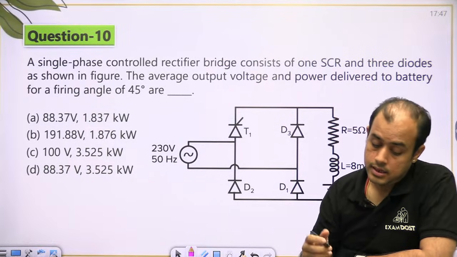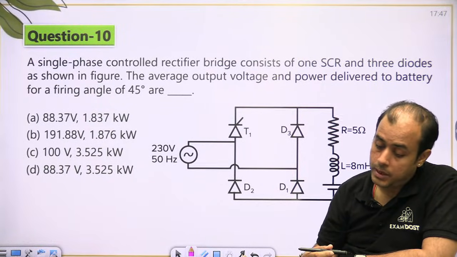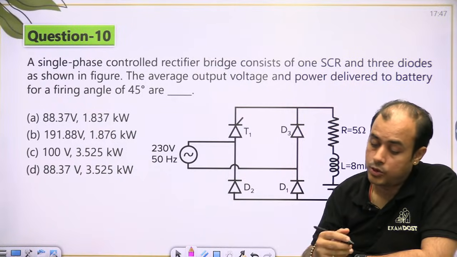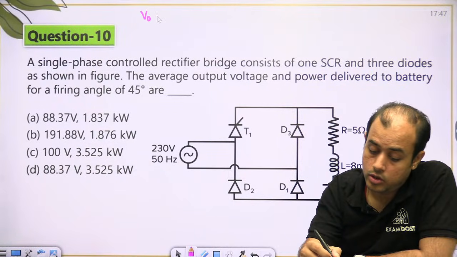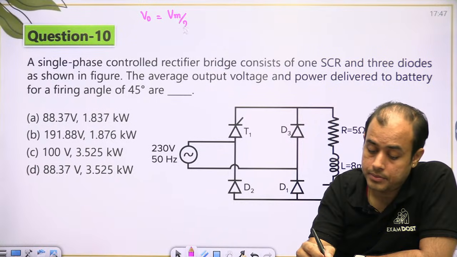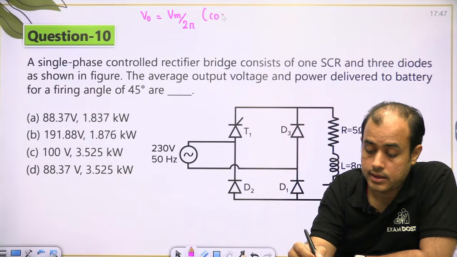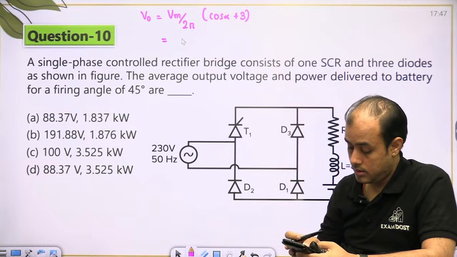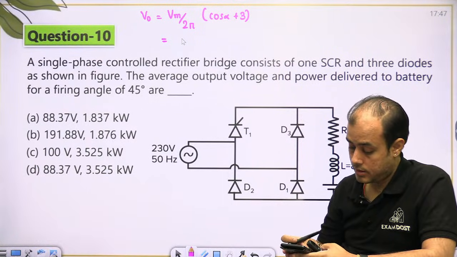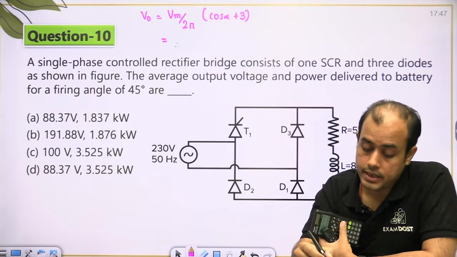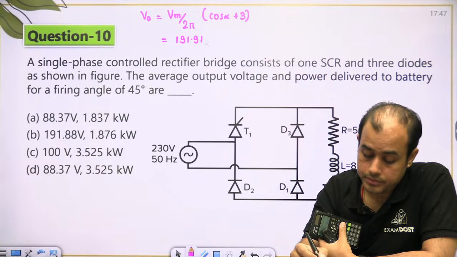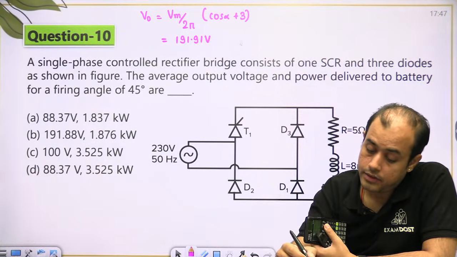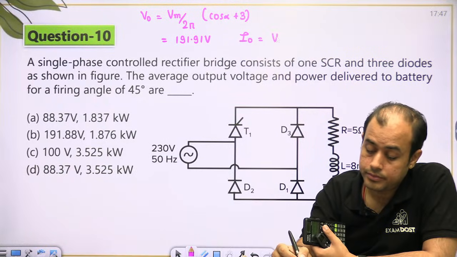हाँ जी. A single phase controlled rectifier bridge contains one SCR, 3 diodes. ठीक है. So V naught will be Vm by 2 pi. There is one SCR and 3 diodes. So it will be 230 root 2 by 2 pi into (3 plus cos 45), which is 191.91. ठीक है.